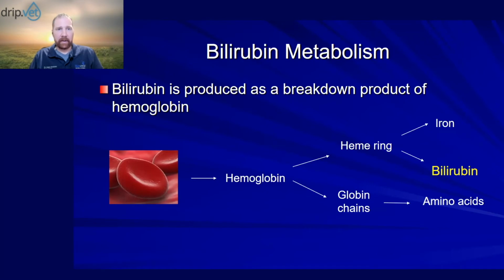Bilirubin is that breakdown product of hemoglobin, and you can see here the red blood cell is going to get broken down into hemoglobin. That hemoglobin is going to get broken down into a heme ring and the globin chains. And that heme ring then gets broken down into iron and bilirubin, which is really the component that we're talking about here today.